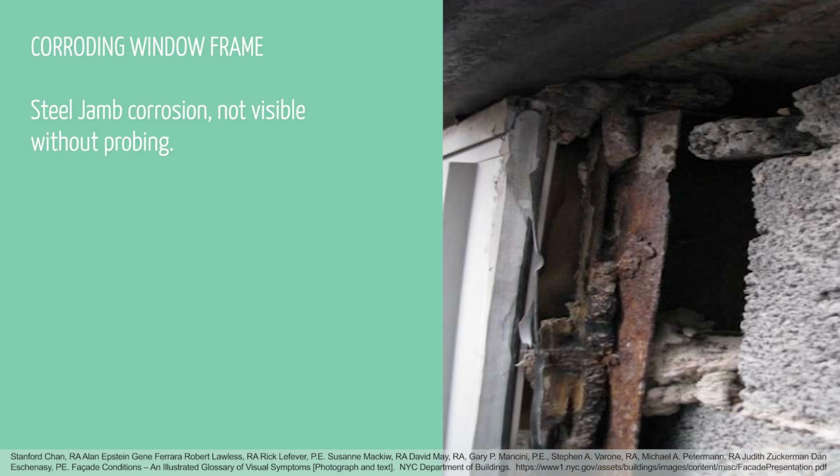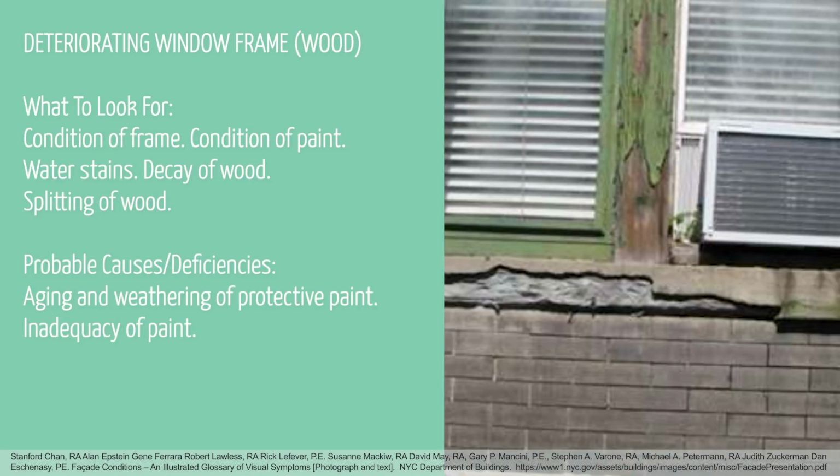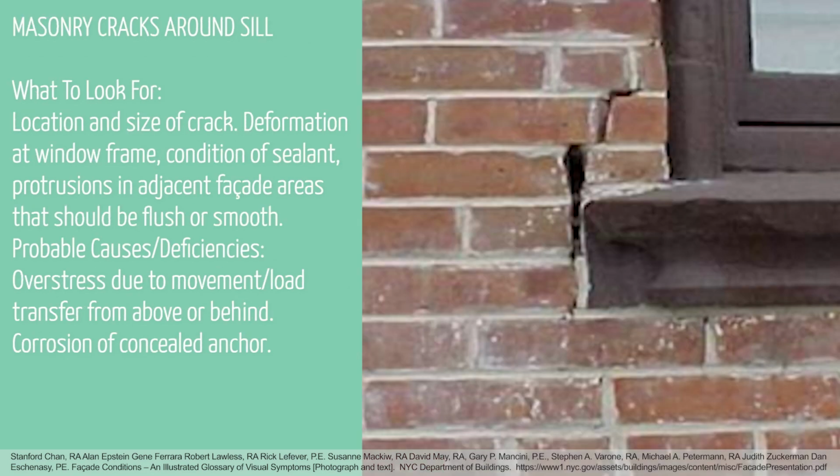The vertical pieces of the window frame have corrosion. You wouldn't be able to see this easily, and it would take an expert to discover this one. Here you can see a deteriorating window frame where the protective paint is not holding up, and then the wood starts to decay. Can you see the crack around the window frame? This could be from the overstress from above or behind, or the anchor could have corrosion as well.